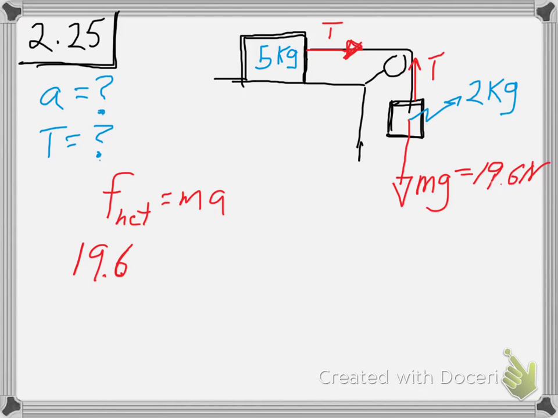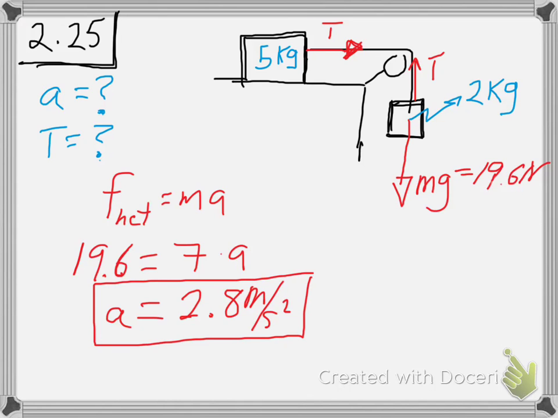And here's just where you have to be paying attention. The mass is actually the sum of the two masses. So that's going to be 7 kilograms times acceleration. So then you can solve for acceleration and see what you get. So you end up with 2.8 meters per second squared.